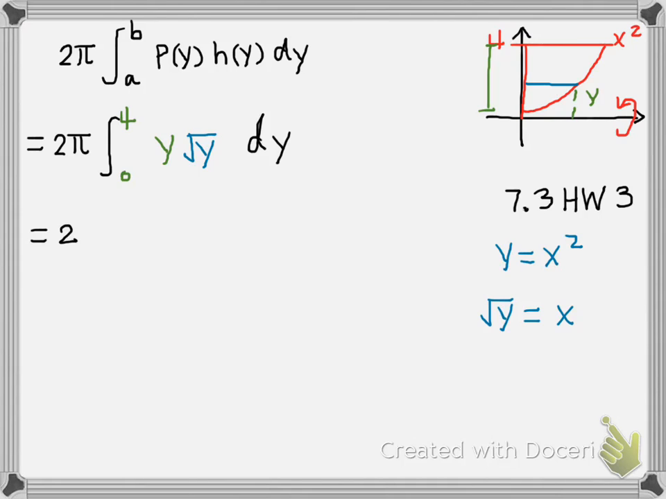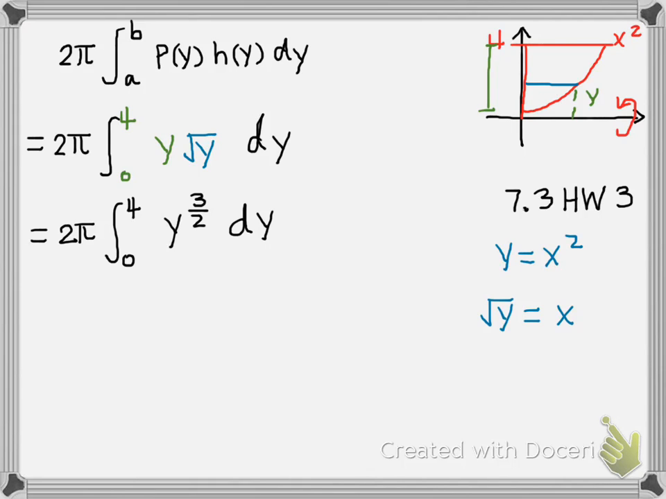So we have 2 pi times the integral from 0 to 4, and we simplify the expression y times square root of y, which is y to the first power times y to the 1/2 power. And the powers, you need to add them. So it's 1 plus 1/2, y to the 3/2 power, dy.